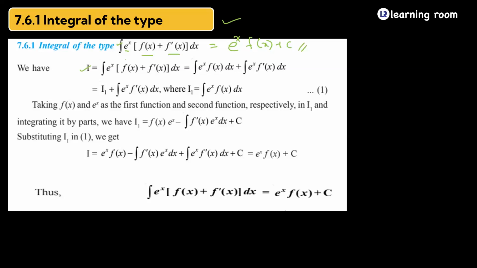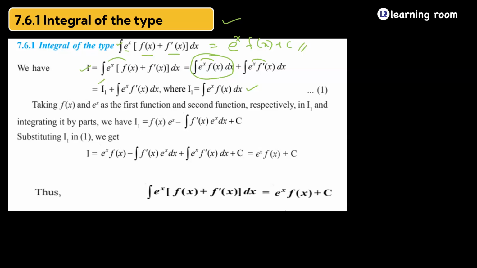You spread this e power x across each term so that it becomes integral of e power x into f of x plus integral of e power x into f dash of x. Makes sense? So basically, I is the sum of two other integral values, in which you can take the integral of e power x into f of x dx as I1, and you leave the second function as it is. Now the next question is, what are we going to do with this I1?